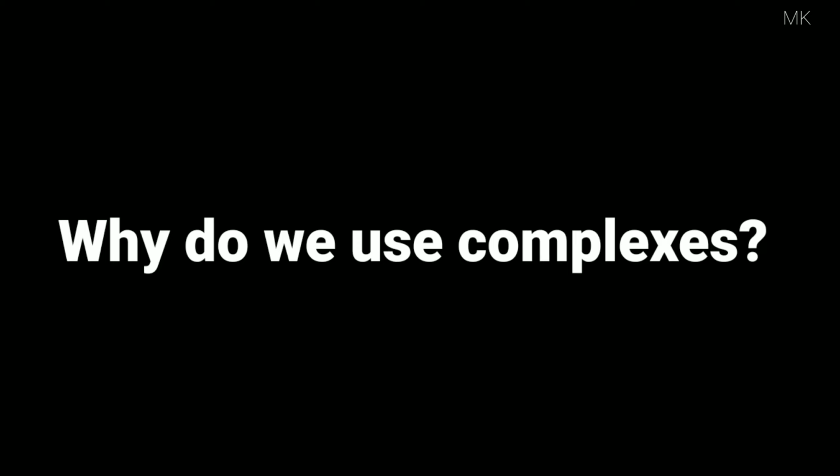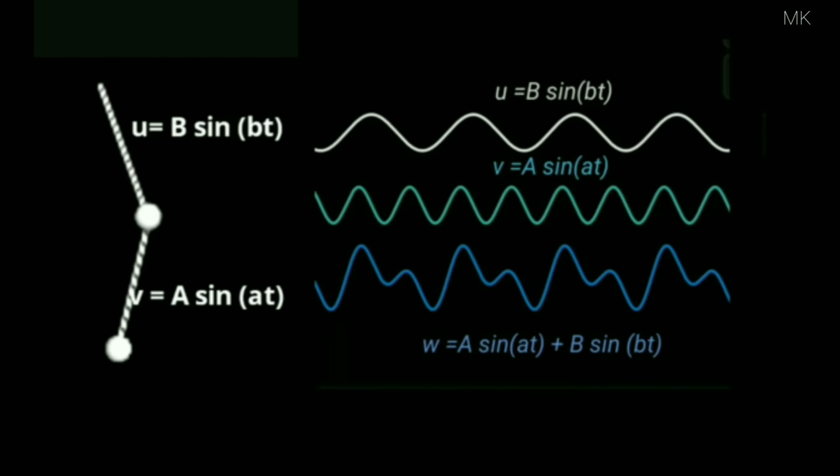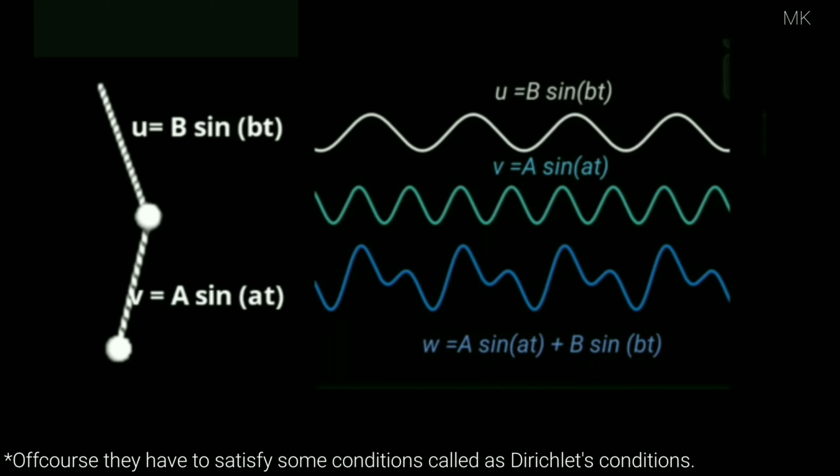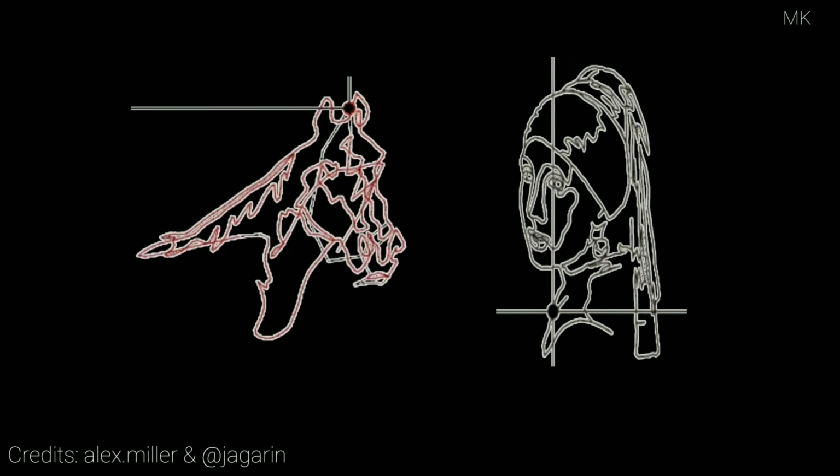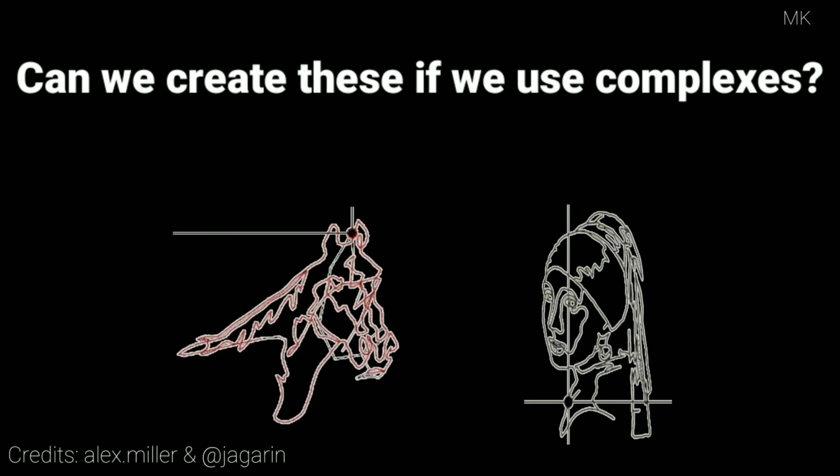Well, let me explain this by taking an example. We know that we can create any periodic function by using the Fourier series, right? But have you observed that these functions were never able to return to their original position? They always grow in the same direction, right? Then definitely we cannot create such functions or images by using the Fourier series. Well, can we create such functions or images if we use the complex term or Euler function? Yes, of course, we can.